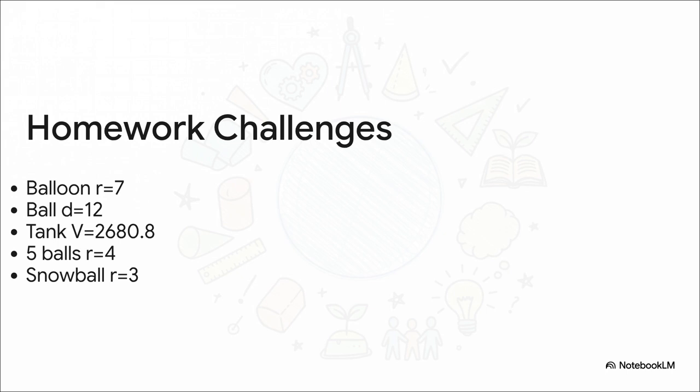Question 3 requires some real critical thinking. A water container holds 2,680.8 cubic centimeters. You actually have the volume here, and you need to reverse engineer the formula to find the radius. Question 4 asks for the total volume of 5 identical balls. And question 5 asks how much water is formed when a snowball with a 3-centimeter radius melts. Approach each of these methodically, write out your steps, and trust the formula. You are completely ready for this.